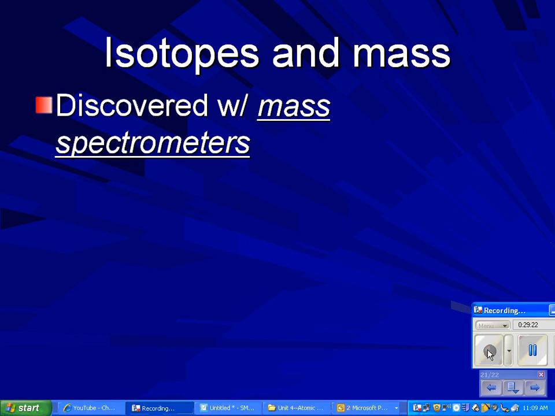How did we discover isotopes? Well, they used a tool called a mass spectrometer. A mass spectrometer was able to discover that you could have certain atoms or certain nuclei of a given material and have different masses. It's a really cool tool that I'm going to show you a little bit here of how it works, and you should understand it.